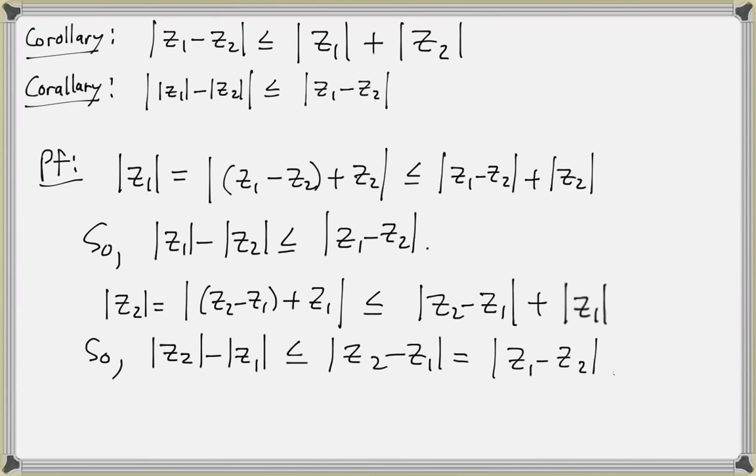So we have that the negative of the absolute value of z1 minus the absolute value of z2 is also less than or equal to the absolute value of z1 minus z2, and the result follows because we showed that the quantity absolute value of z1 minus absolute value of z2 and its negative are both less than or equal to the absolute value of z1 minus z2.